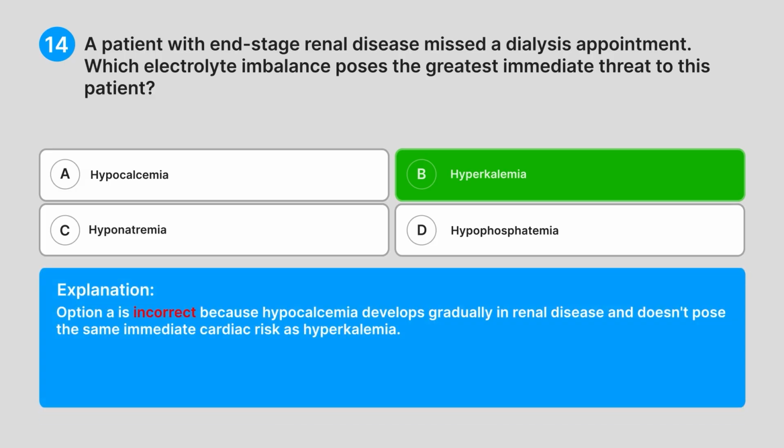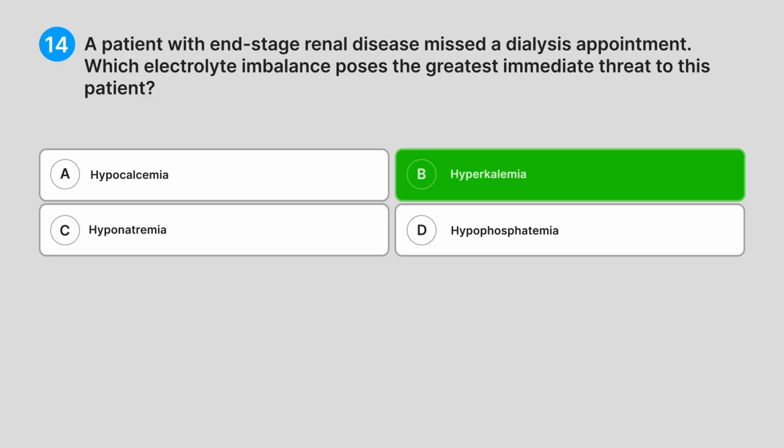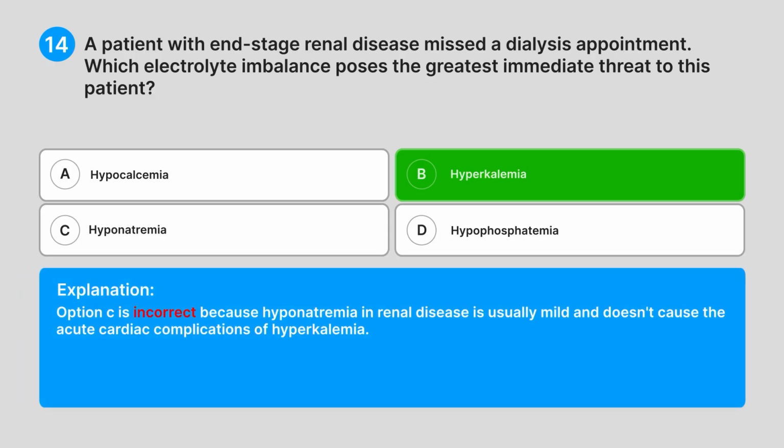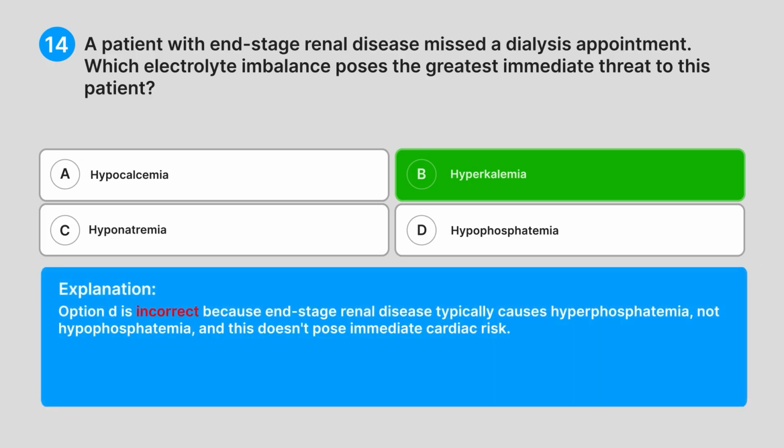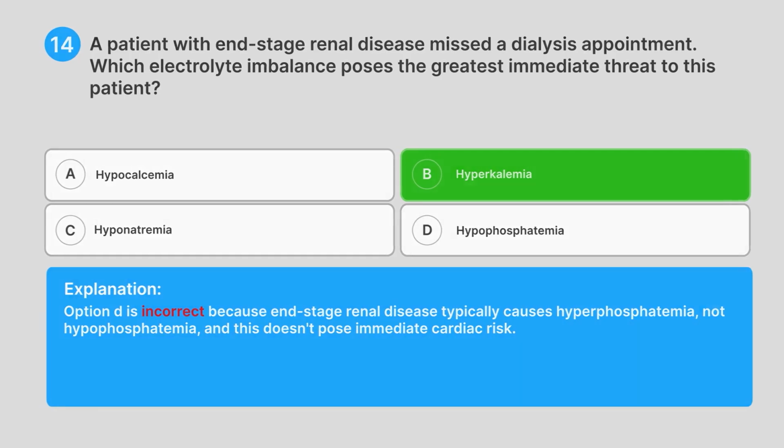Option A is incorrect because hypercalcemia develops gradually in renal disease and doesn't pose the same immediate cardiac risk as hyperkalemia. Option C is incorrect because hyponatremia in renal disease is usually mild and doesn't cause the acute cardiac complications of hyperkalemia. Option D is incorrect because end-stage renal disease typically causes hyperphosphatemia, not hypophosphatemia, and this doesn't pose immediate cardiac risk. To understand why hyperkalemia is the most dangerous electrolyte imbalance in missed dialysis, let's examine its cardiac effects.